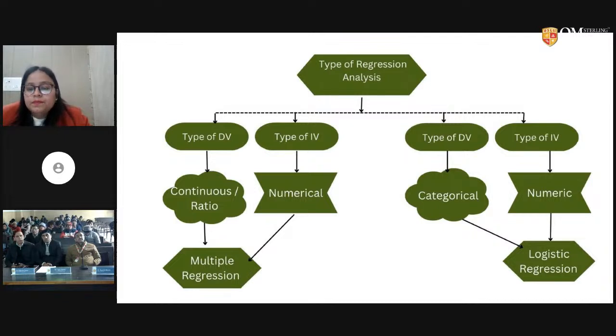On the other hand, when we are talking about logistic regression, the main difference between multiple and logistic regression is the type of dependent variable. The type of dependent variable in logistic regression is generally categorical in nature, and the type of independent variable could be numeric. So you have to first identify the dependent variable. If it is continuous, you can apply multiple regression. If it is categorical, then you have to go for the other technique, that is logistic regression.